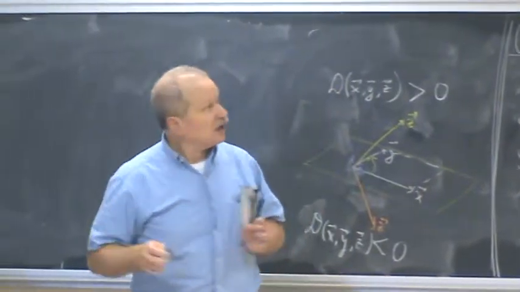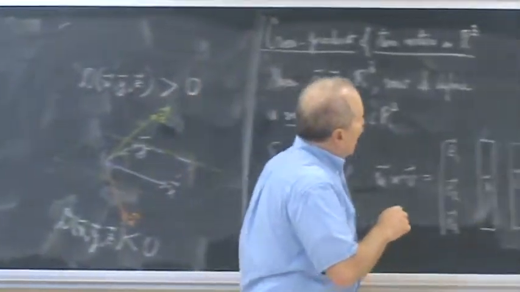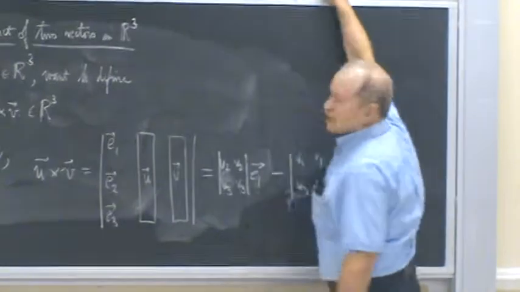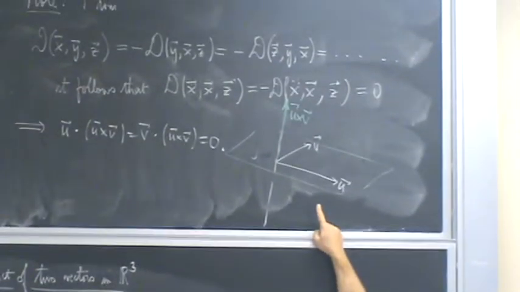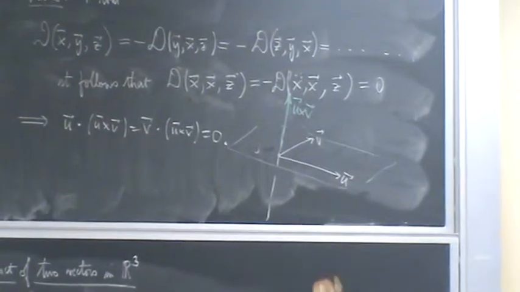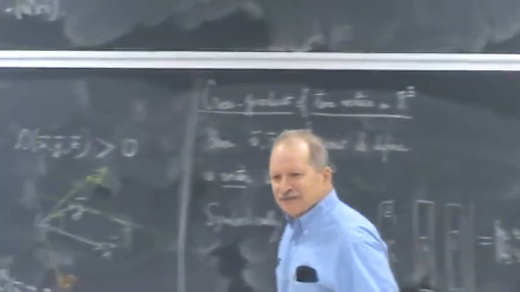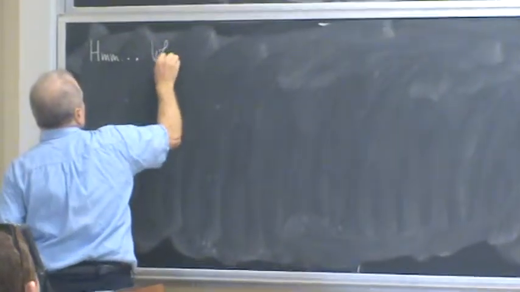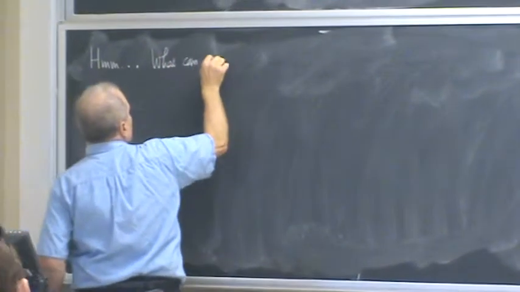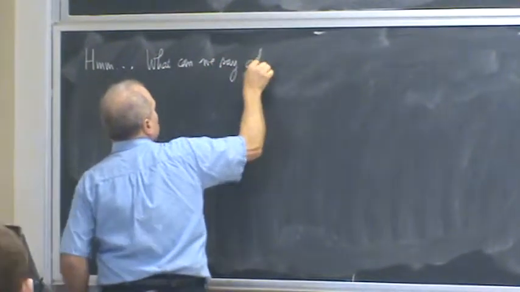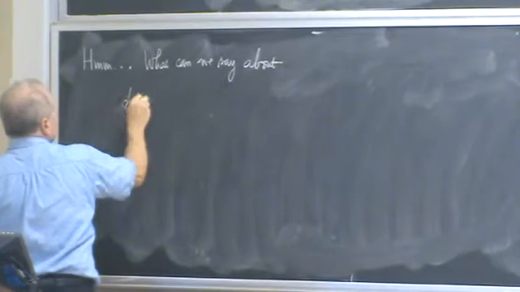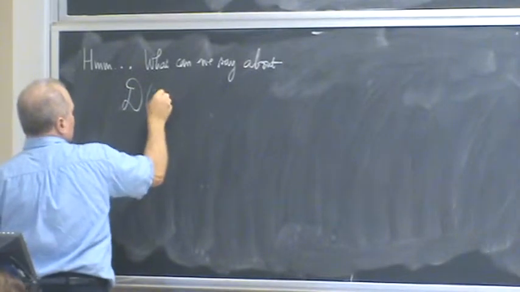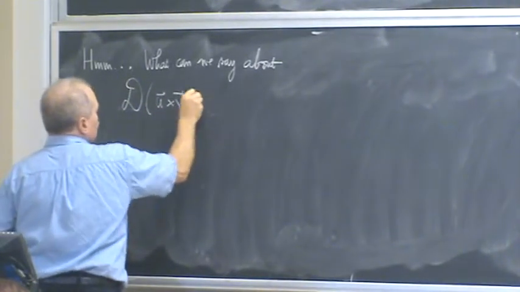We do have, so we're interpreting this determinant as signed volume. I think I'd like to consider a box, a parallelepiped, whose sides are u, v, and the cross product. What can we say about the determinant of the cross product u and v?